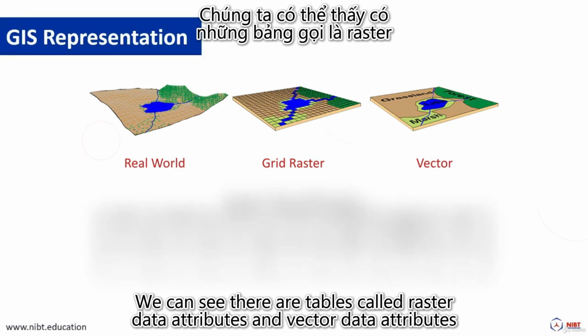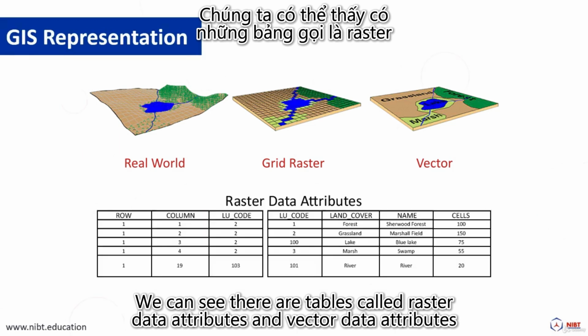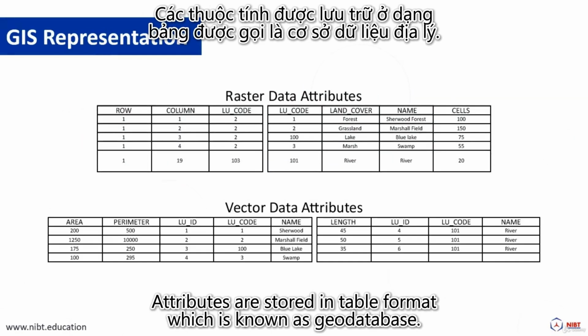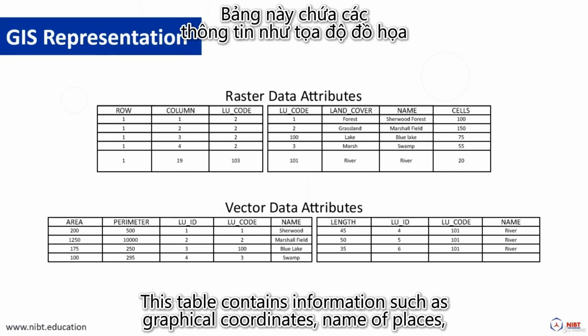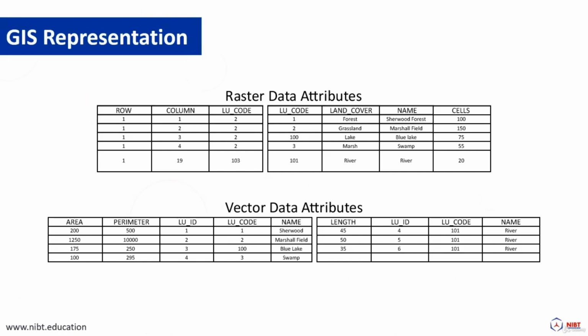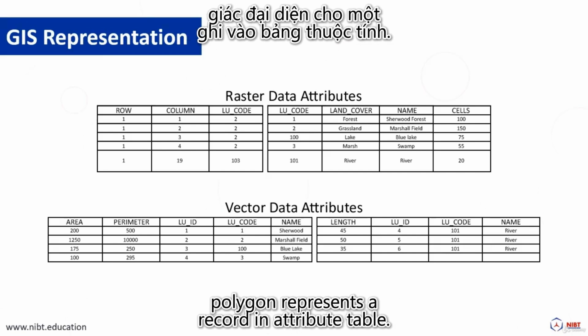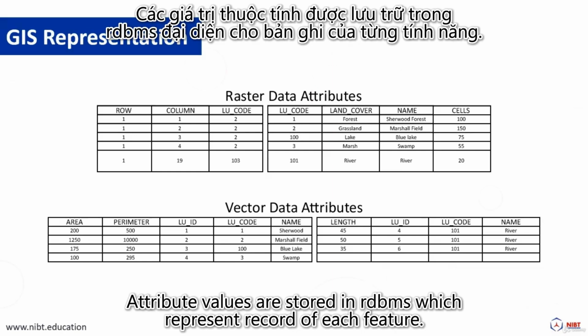We can see there are tables called raster data attributes and vector data attributes at the bottom of the slide. Attributes are stored in table format, which is known as a geodatabase. These tables contain information such as graphical coordinates, names of places, area of place, etc. Each feature, that means point, line and polygon, represents a record in the attribute table. Attribute values are stored in an RDBMS, which represents the record of each feature.